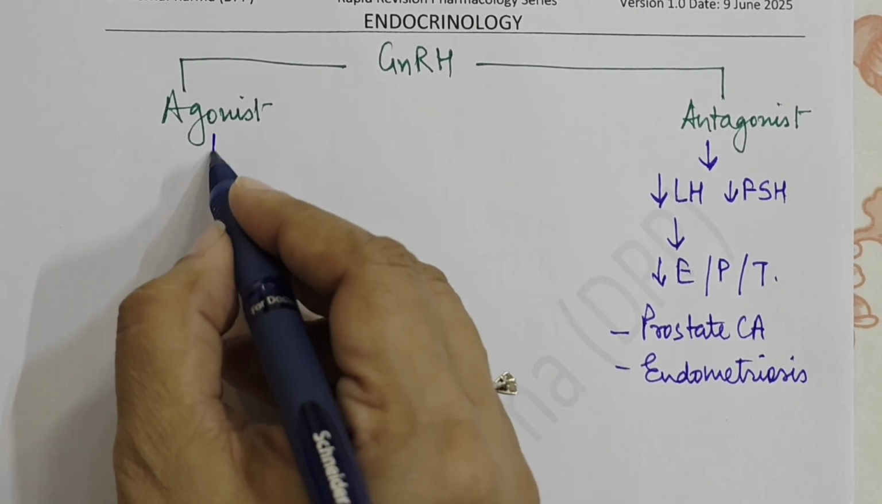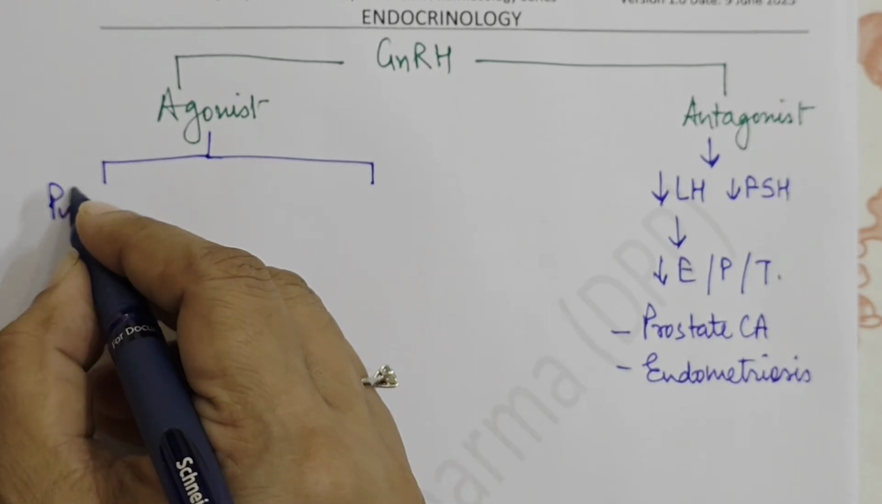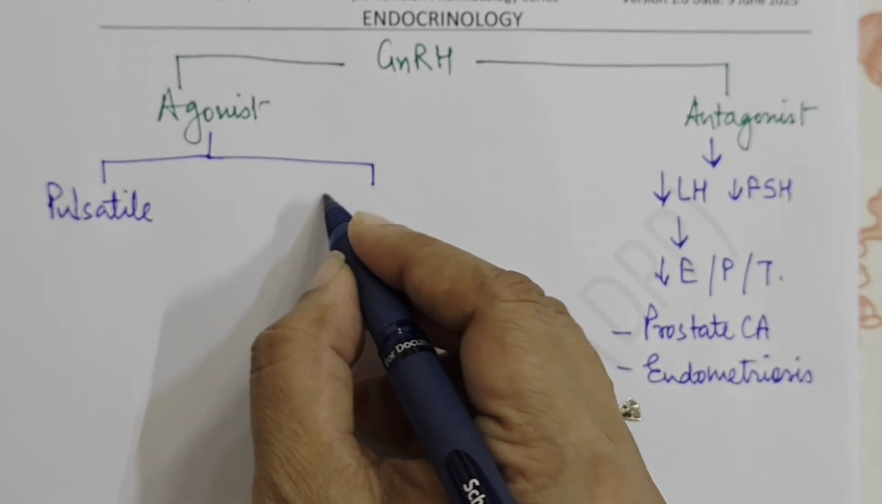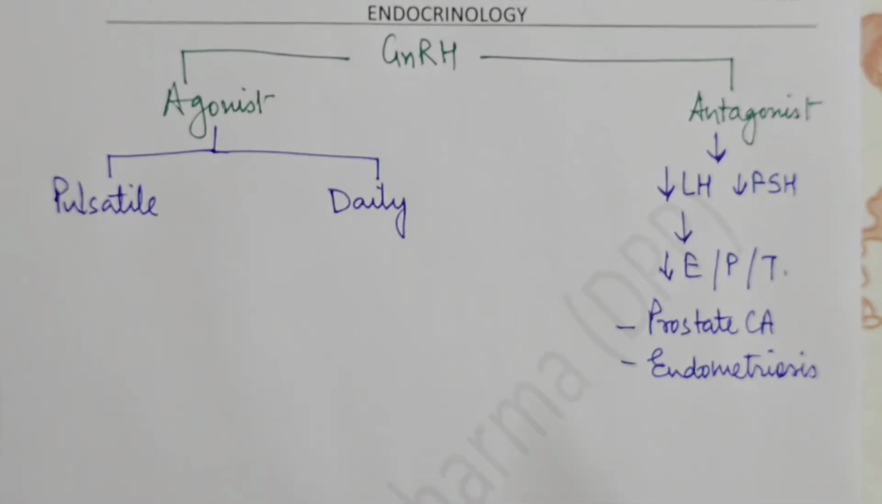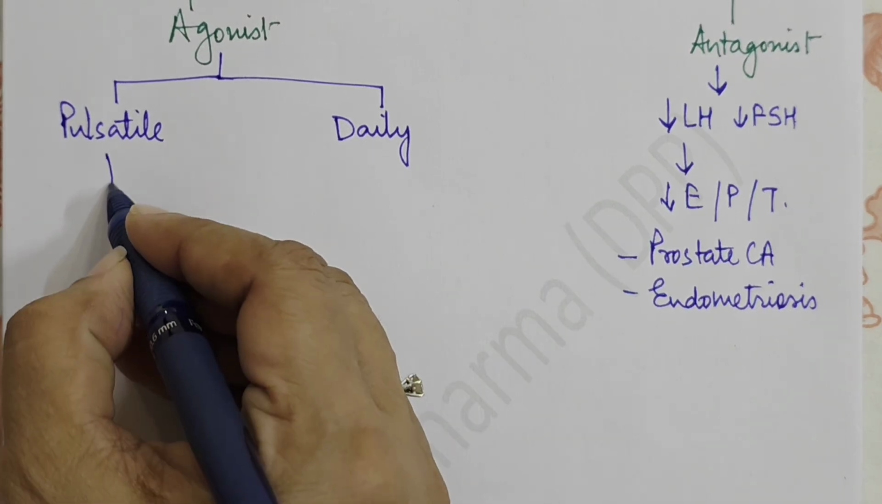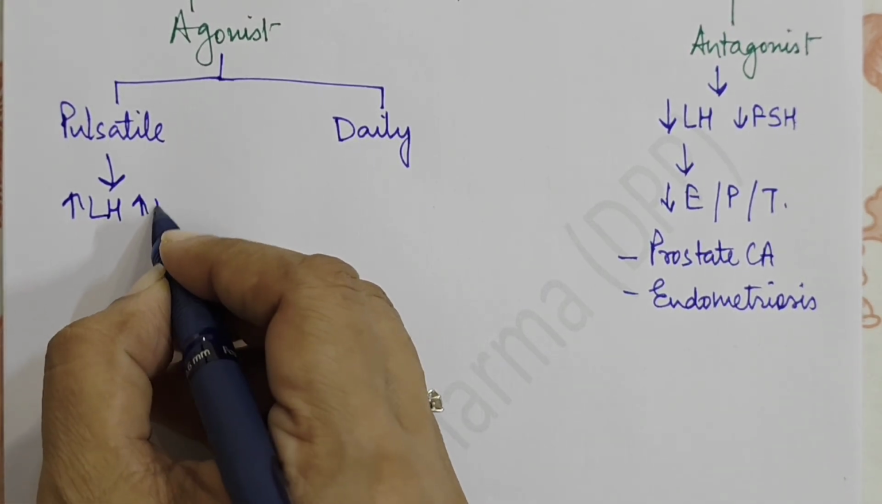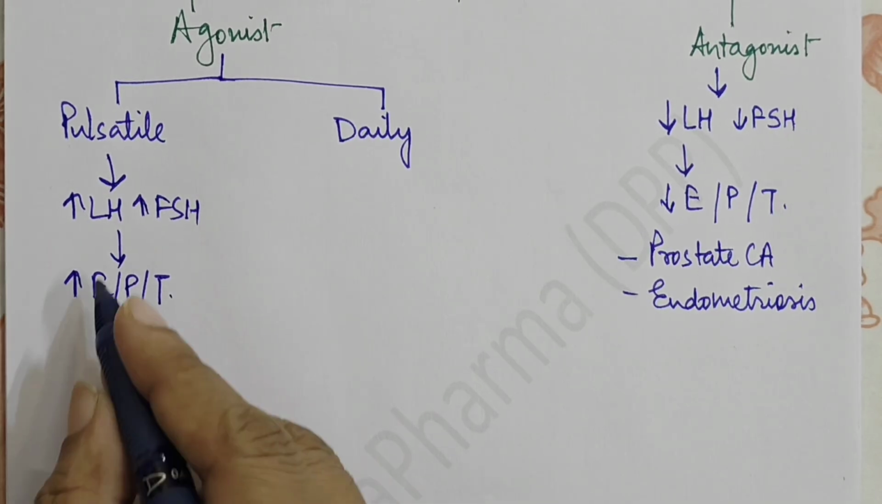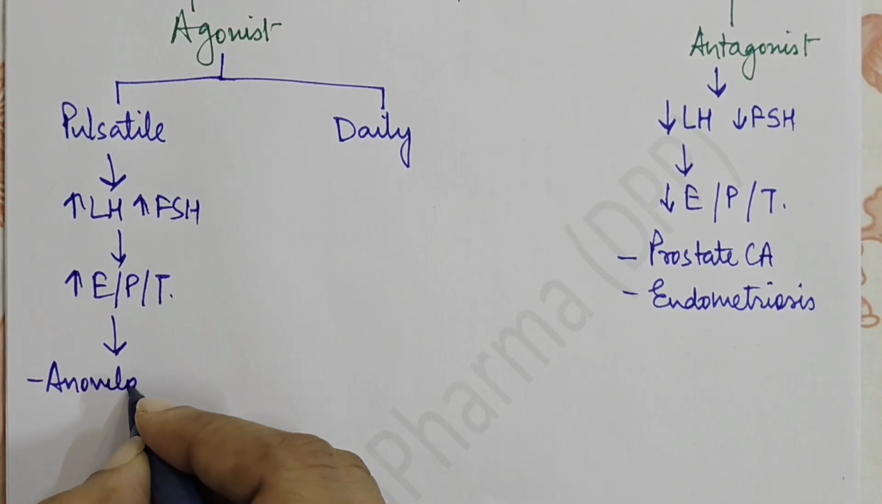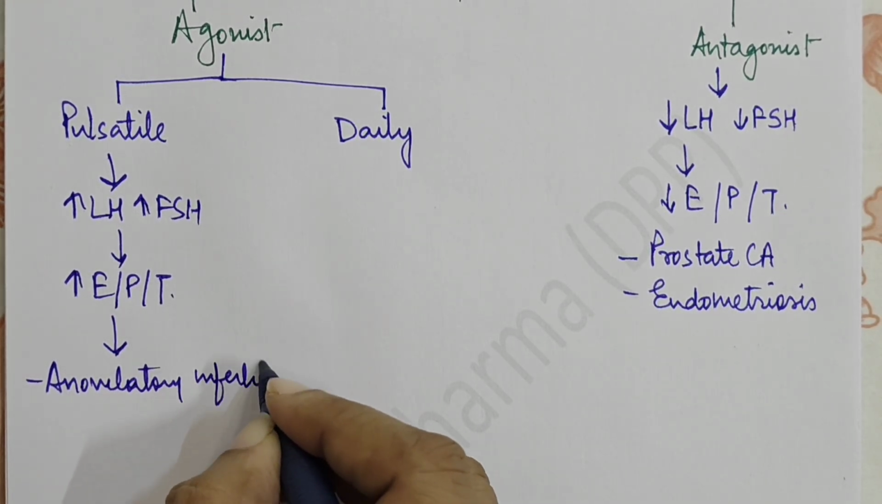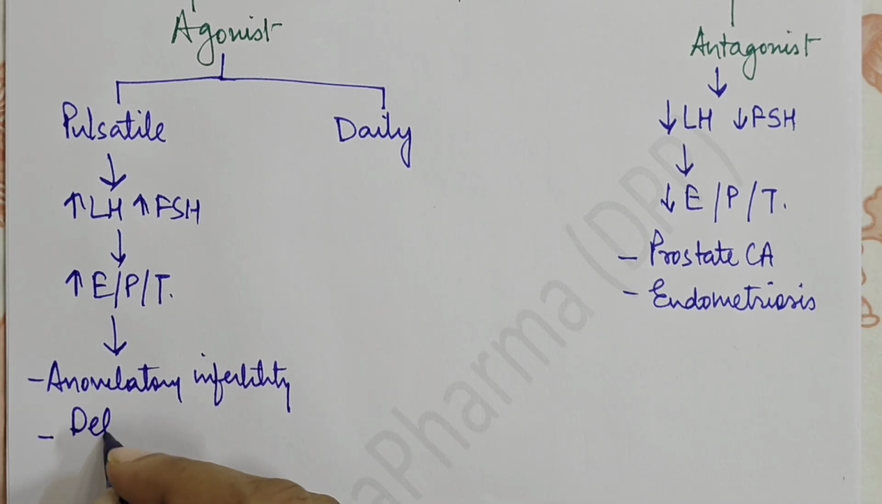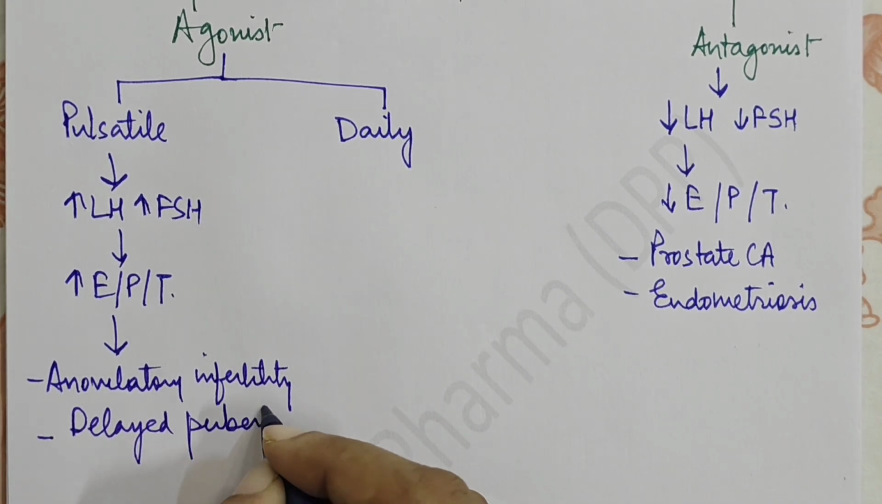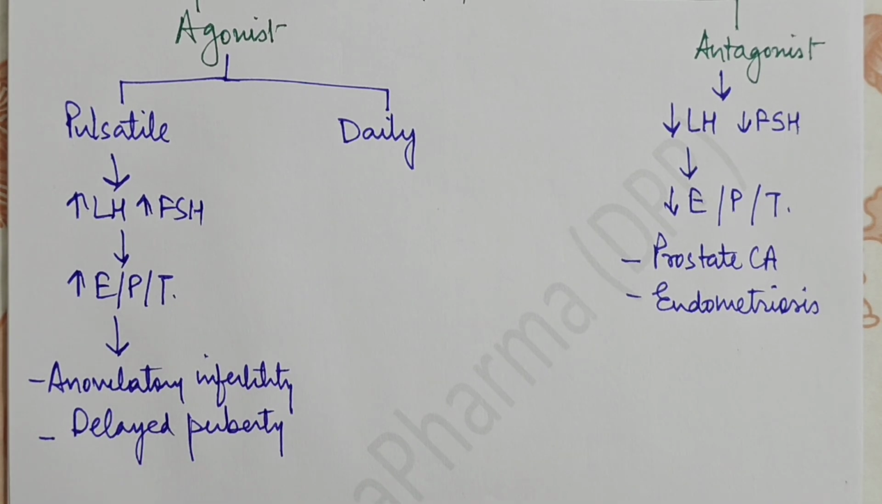Okay. Now agonist हमारे पास दो तरीके के होते हैं. One agonist we give in pulsatile fashion and one agonist we give daily. Now this is the most important part. The most important part of GnRH, that when you give pulsatile, it will increase LH and increase FSH, which will further increase estrogen, progesterone and testosterone. So this pulsatile fashion can be given in anovulatory infertility, okay, and delayed puberty. So when you give gonadotropin releasing hormones in pulsatile fashion, you can use them in infertility.